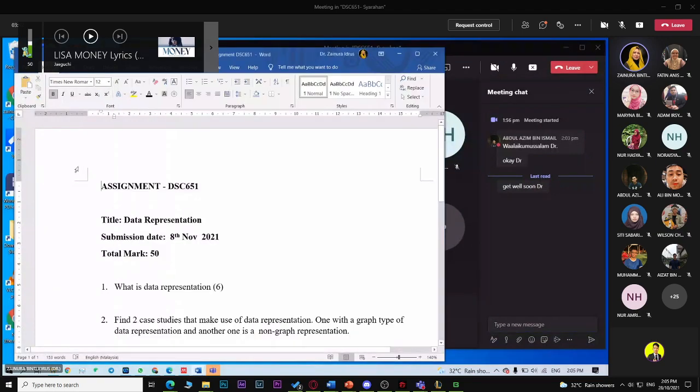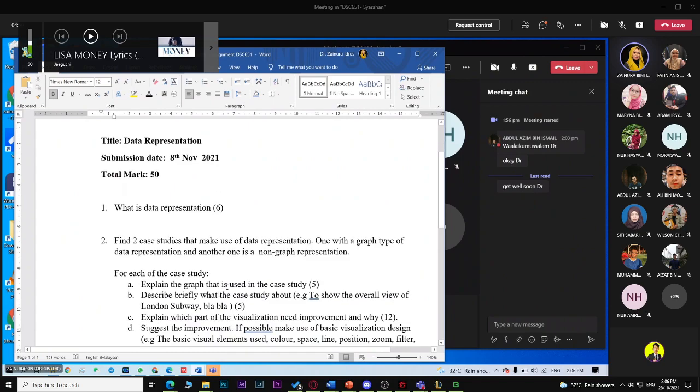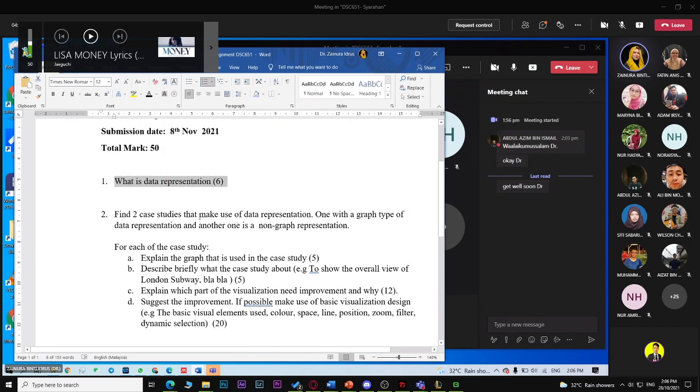Okay, so about your assignment, I believe you have taken a look at it. Due is on 8 November. And then there are a few questions here. The way you need to answer is not like you write karangan ke report ke, no. You just answer question 1, put the question, then answer. Then question 2, put the question, then answer. This one no need to write a report because we already have one report for your project.